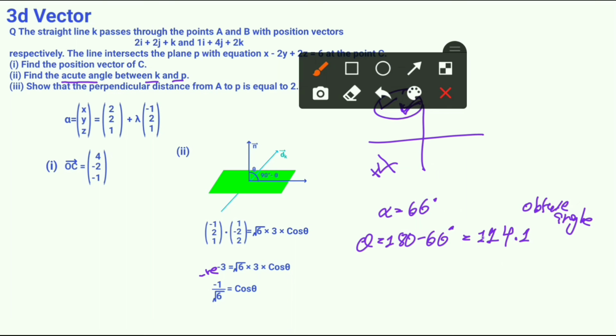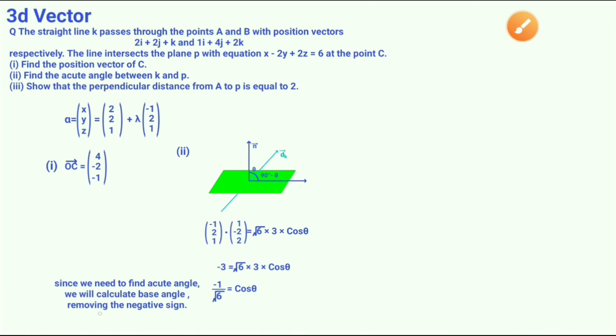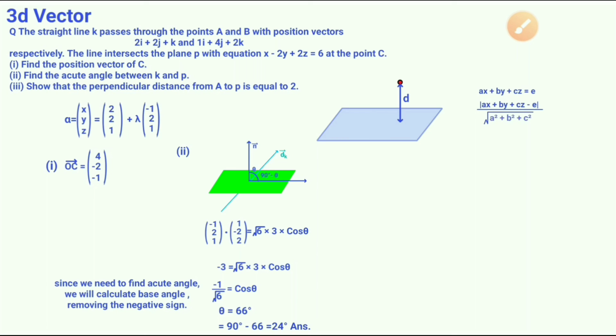And it has been asking for an acute angle. So we're going to again subtract this from 180. 180 minus 114, and we will get the acute angle. So again, this is the acute angle. So 66 is the acute angle that we need to find. Since we need to find the acute angle, we will calculate the base angle removing the negative sign. You can also do that if you know the logic. So this is the angle that we need to find.